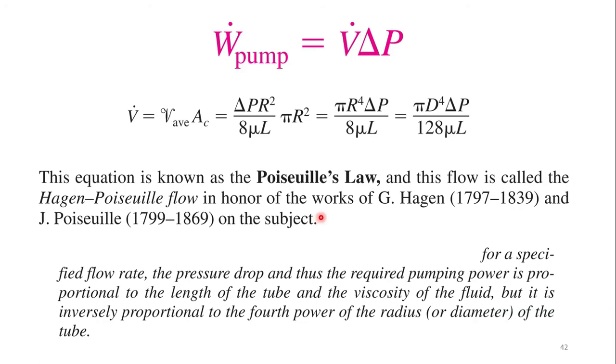One very important thing is that for a specified flow rate and a specified value of the pressure drop, the required pumping power is proportional to the length of the tube and the viscosity of the fluid, but inversely proportional to the fourth power of the radius or the diameter of the tube. So if the flow rate and the pressure are constant, the pumping power is directly related to the length and the viscosity, and inversely proportional to the radius or the diameter of that tube.